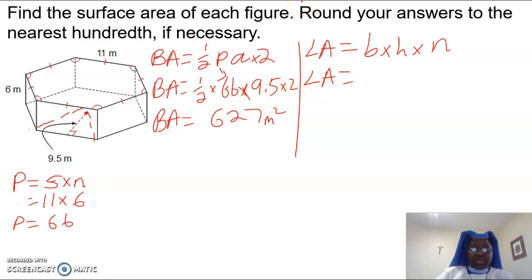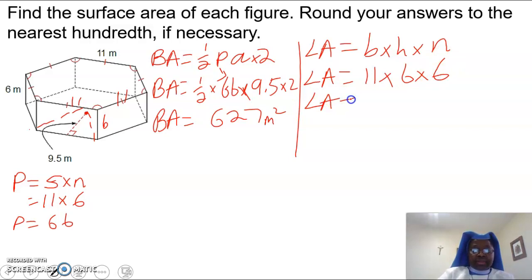The base is going to be 11, 11, 11, and the height is 6, 6, 6, and then times the number they are, which is 6. So we multiply them all. 66 times 6 will be 396.